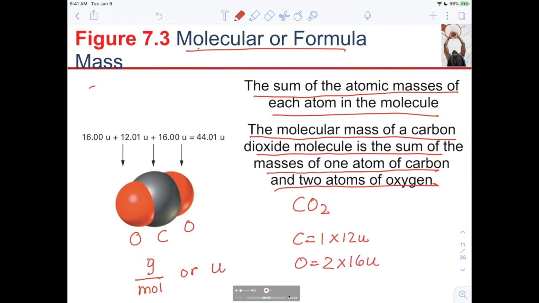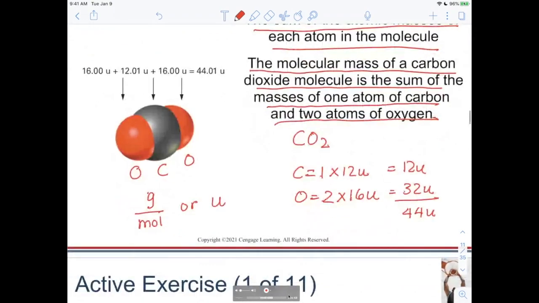16 formula units. Okay, so 1 times 12 gives us 12. 2 times 16 gives us 32. When we add these two, we get what? 44 units. So carbon dioxide is equal to 44 U's, or grams per mole. Different units are used for different contexts. When you're working on your homework, you probably have a multiple choice or fill in the blank, and you're going to be using that.